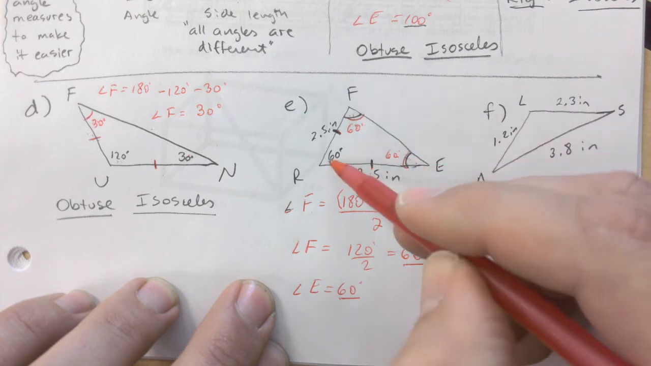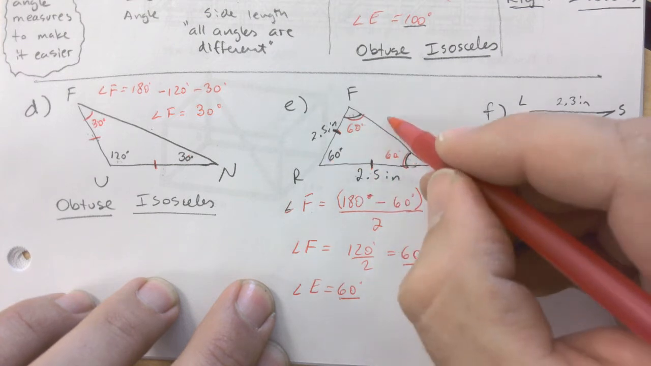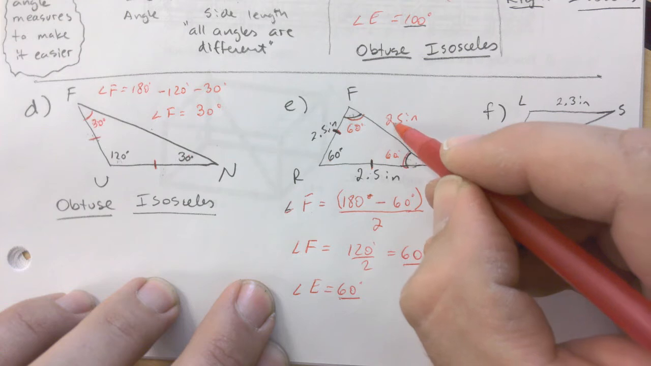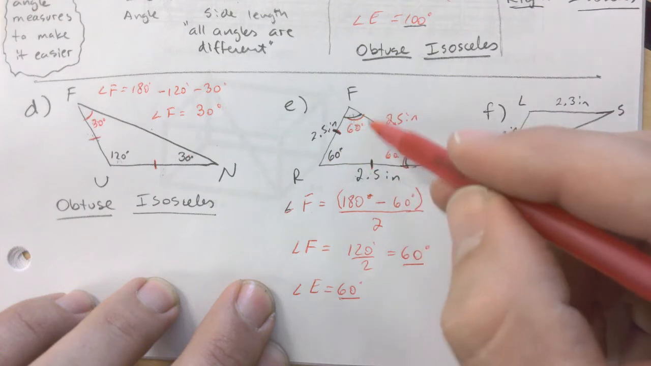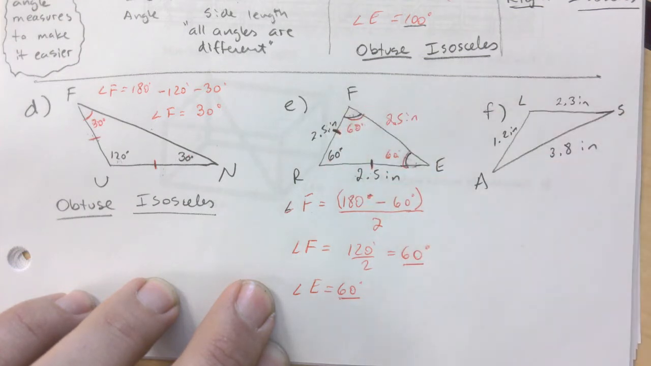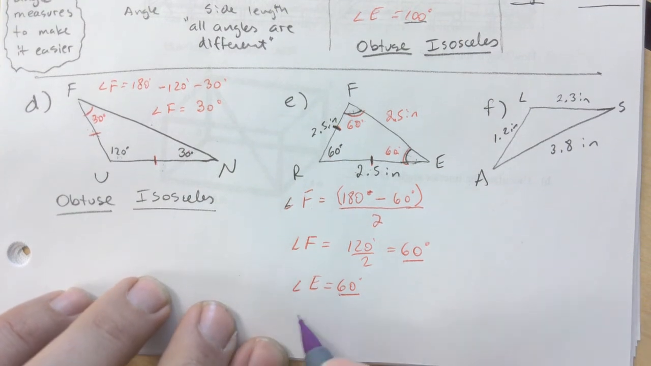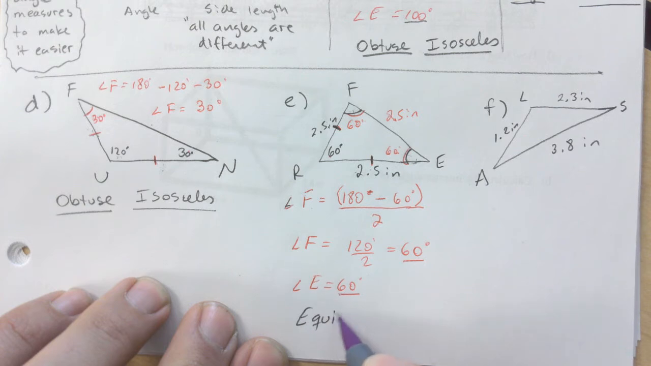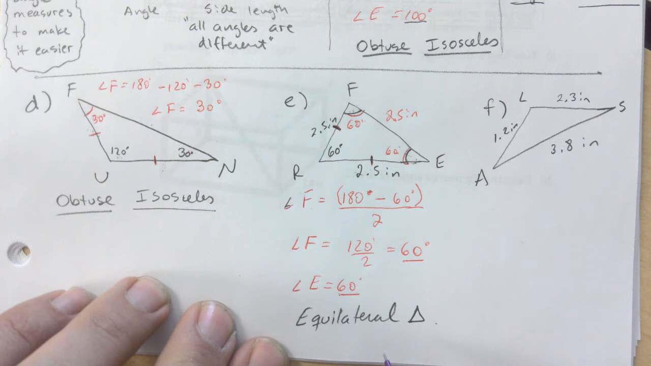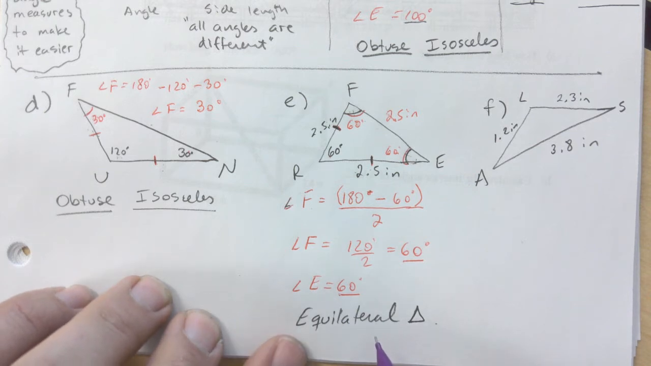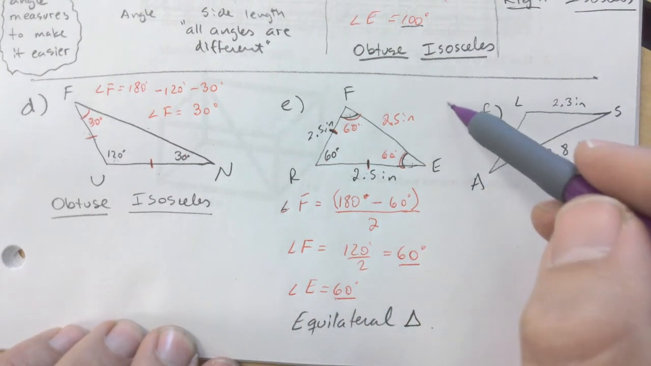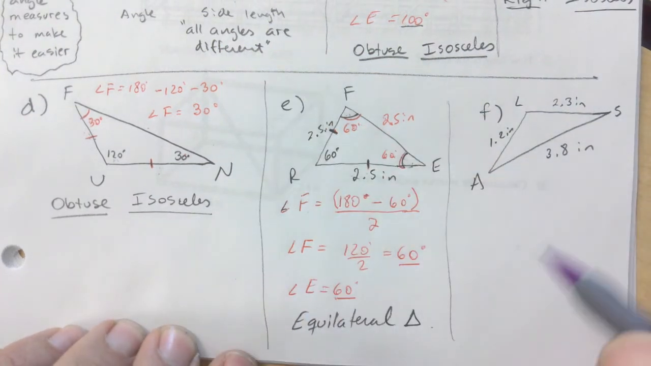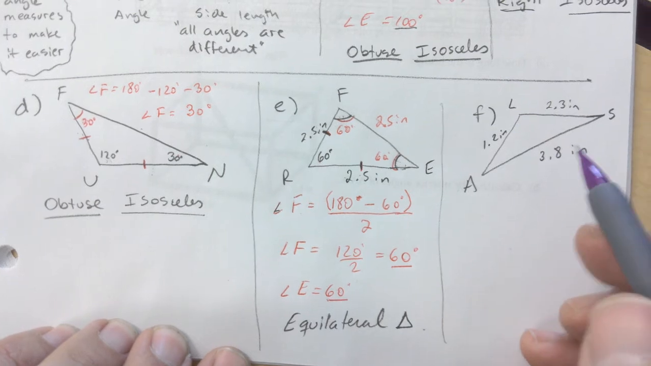So all three are 60, which guarantees you that this will be 2.5 inches also, because all angles are the same, therefore all sides are the same as well. Therefore, this is an equilateral. You don't have to say acute because all equilateral triangles are always acute. There's no doubt about that. If you want to, I'm not going to mark it wrong. Okay, what about this one?